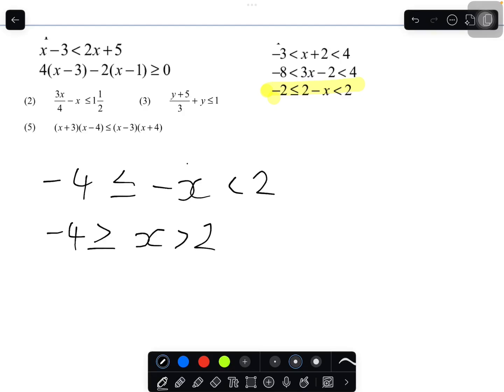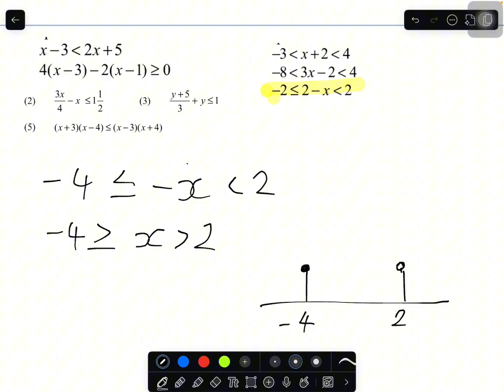So now let's put this into our number line. My critical values will be negative 4 and 2. I'm going to draw this, and the negative 4 is going to be a closed circle because you can see we have the equal to there, and the 2 is going to be a round circle, an open circle.